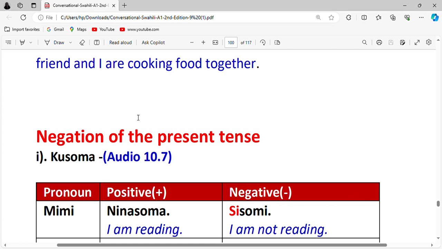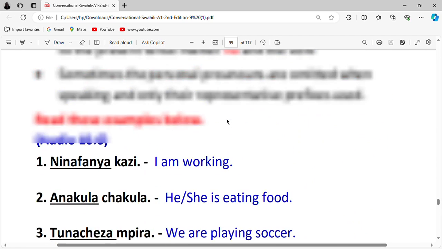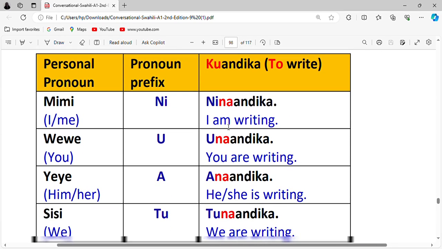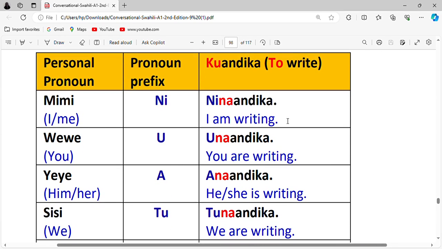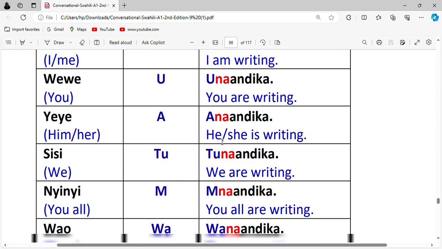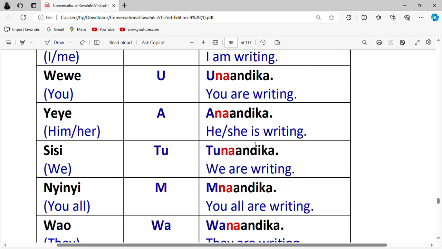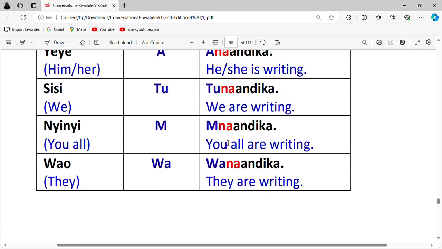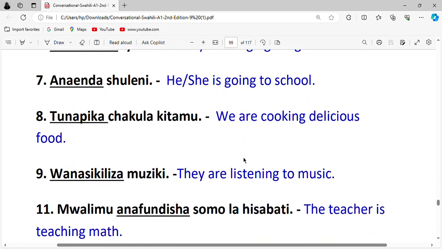Now let's learn how to negate this. But before we do, a brief overview of this table for the present tense with the verb kuandika. Mimi ninaandika, I am writing. Wewe unaandika, you are writing. Yeye anaandika, he or she is writing. Sisi tunaandika, we are writing. Nyinyi mnaandika, you all are writing. Wao wanaandika, they are writing. These are sentences in the present tense in Swahili. Now the negative is here.